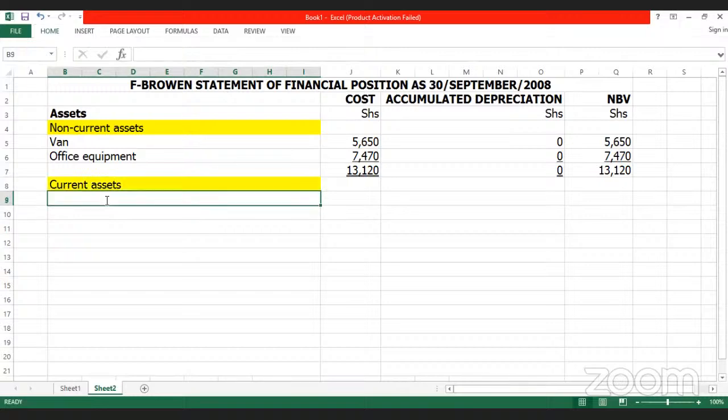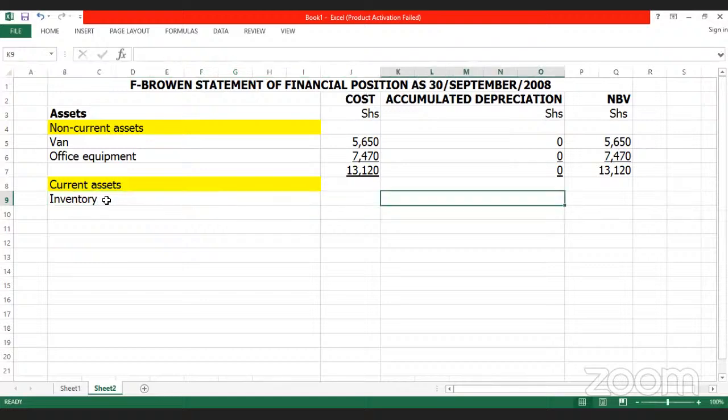Under current assets, we said we have inventory, and that is the closing inventory. How much is the closing inventory figure? That is the figure after the trial balance and the additional information. 89,404. So we can put that.